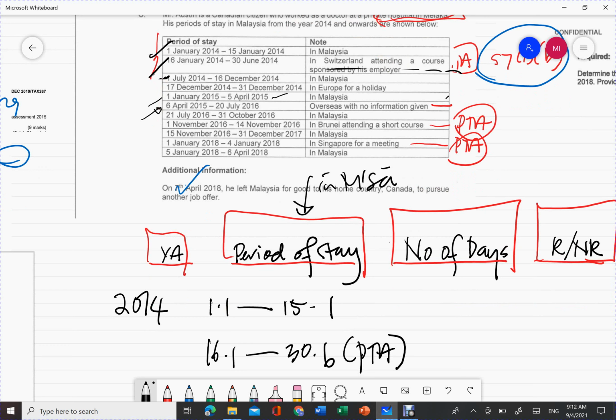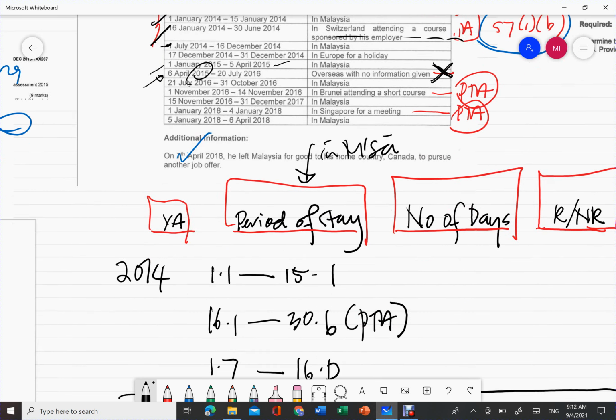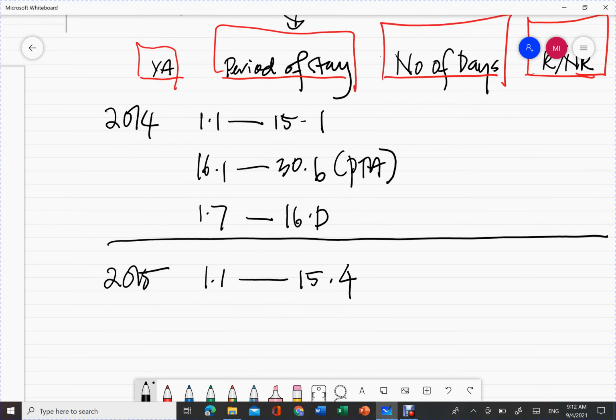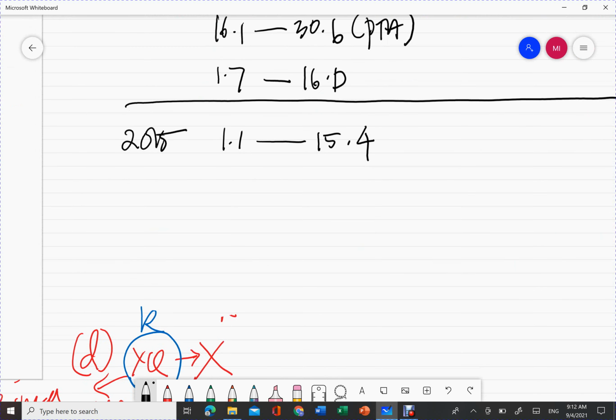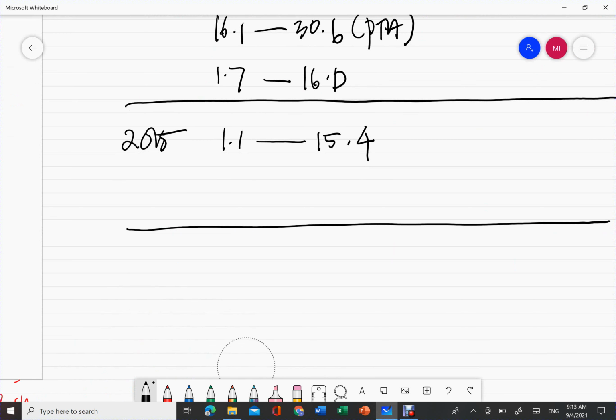So yang ni dia tak ada kat Malaysia lah, bukan permitted temporary absent. So period ni kita tak tulis. So what happened untuk 2015, dia cuma stay yang ni saja kita ada. Okay, so you draw another line here. Lepas tu kita akan continue dengan next one, iaitu year 2016.